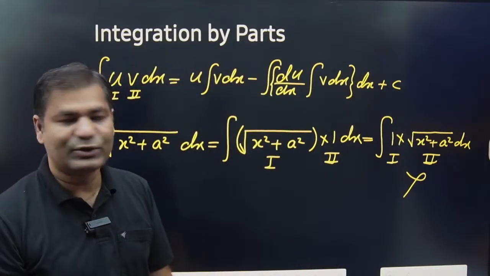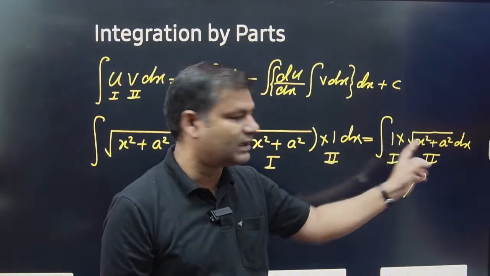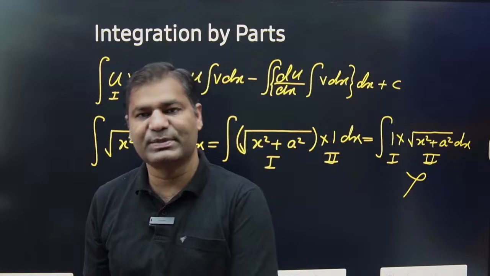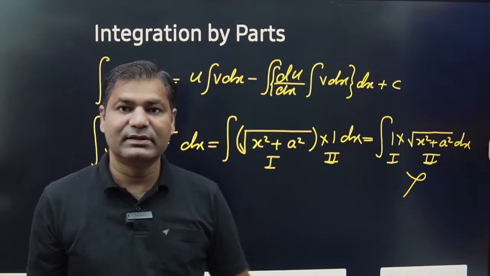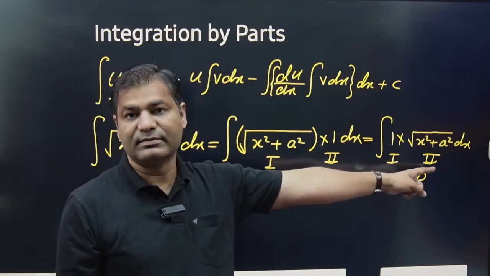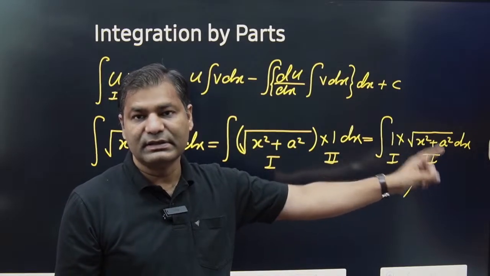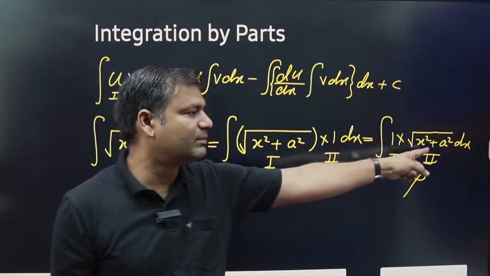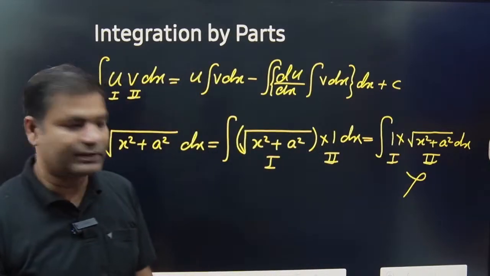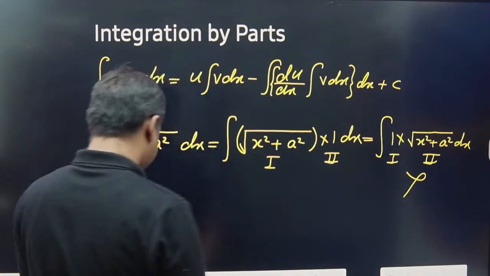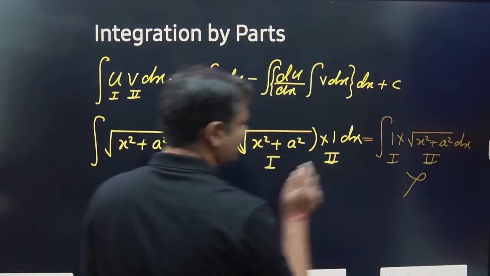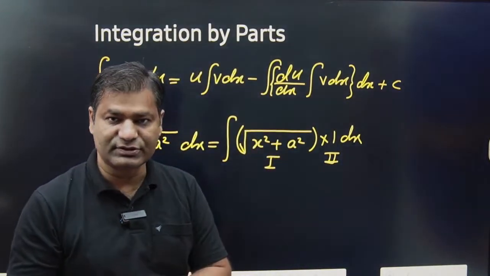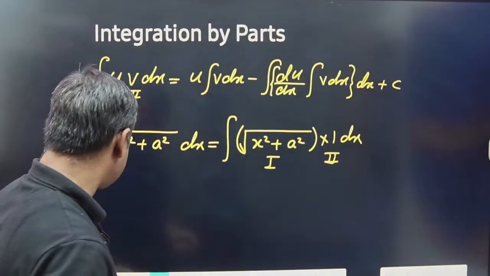Clear or not? Because differentiation of under root x square plus a square I know, but what about integration of under root x square plus a square? I don't know. So that's why you cannot take this one as second. Okay, always take the complicated function as the first function. This one is a complicated function, that's why I take it as first function. So it is clear why you should not follow the other procedure. You cannot take 1 as first function and this one as second function. Okay, now after that apply the formula here.